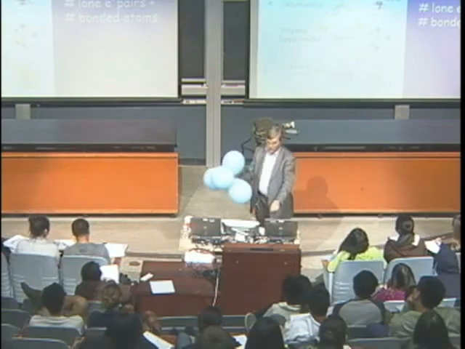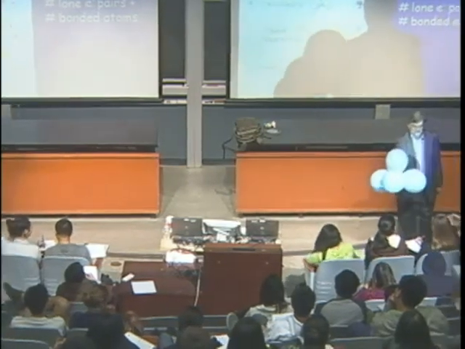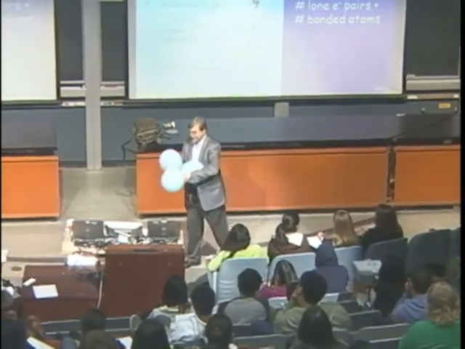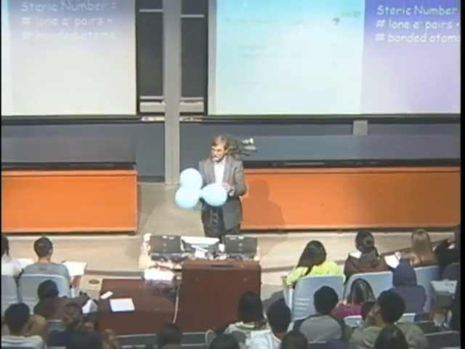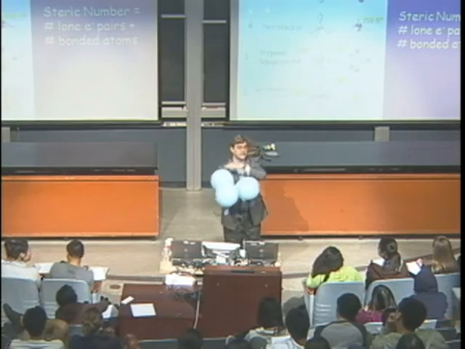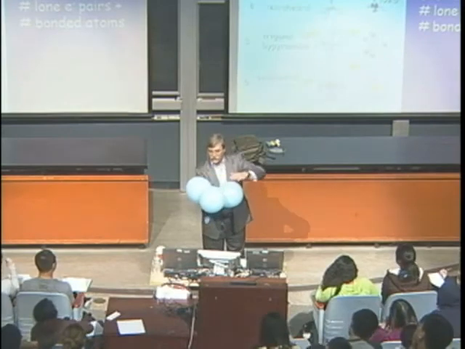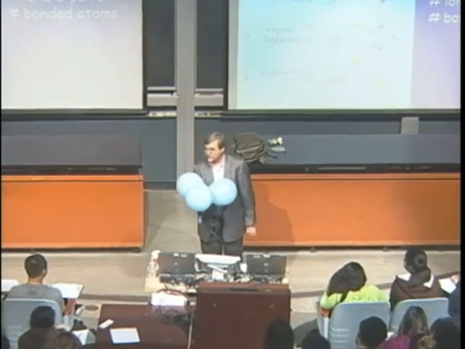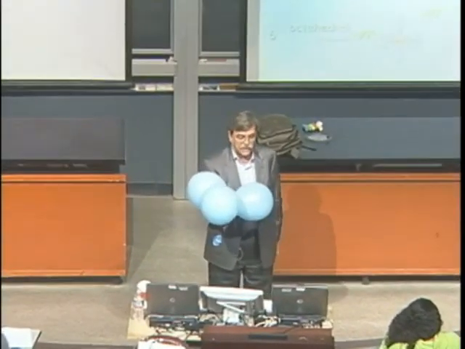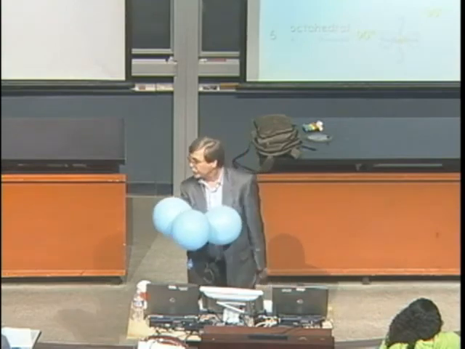Now let's do steric number 3. Steric number 3, that's easy. That looks like it's a plane. See that? And this is a trigonal planar. It's a trigonal plane. And so we know now what the angles between those are here. Each of them is 120 degrees. So steric number 3 is trigonal planar, and the angle is 120 degrees.